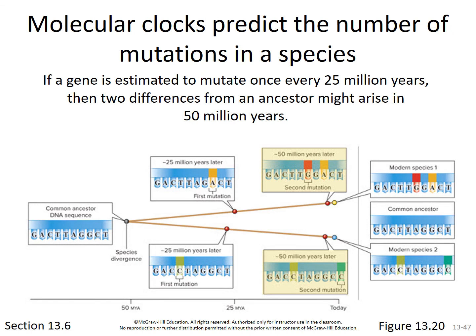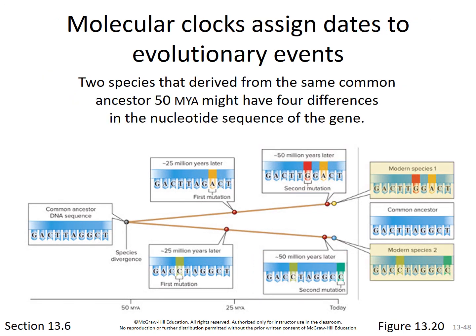So if you estimate that a particular gene mutates once every 25 million years, if you have two differences from an ancestor, this could indicate that those species are approximately 50 million years apart. This is something that's called a molecular clock. And there are certain genes, especially in mitochondria, that tend to stay pretty stable, or genes that are involved in protein synthesis. So again, two species that had the same common ancestor 50 million years ago, they might have 4 differences in the nucleotide sequence of the gene.